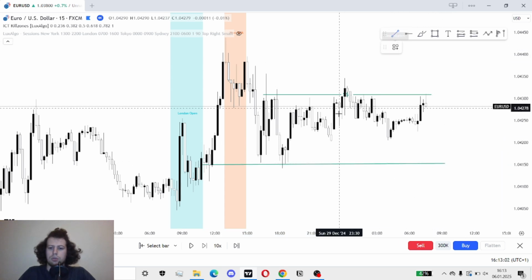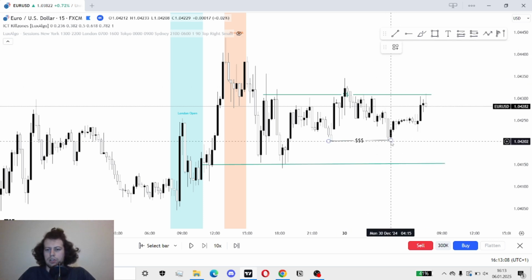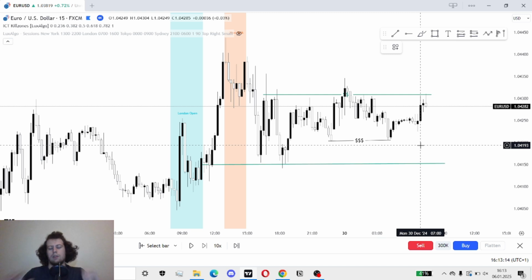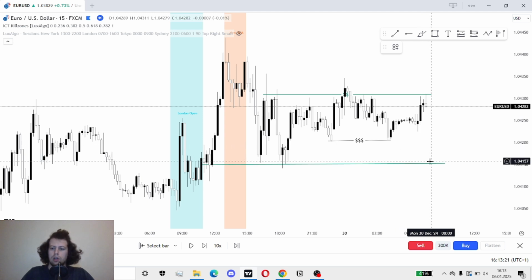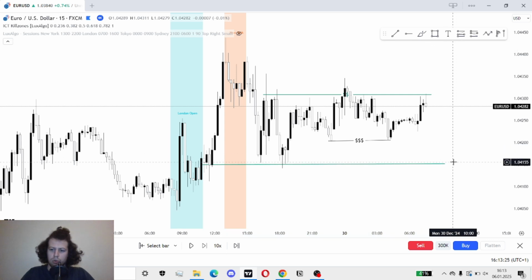Also, you can see that we have equal lows, but you will see that this wouldn't be the best sell side. You want to have a bigger picture. You want to have a very good accumulation, so some major sweeps go to your buy side or sell side.